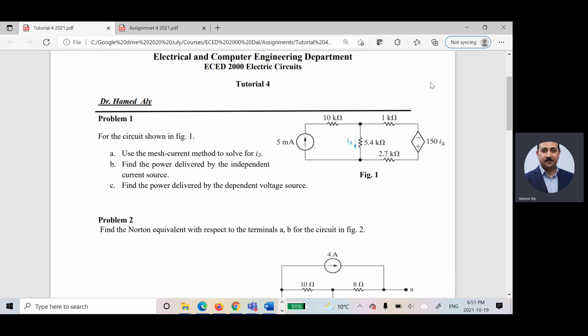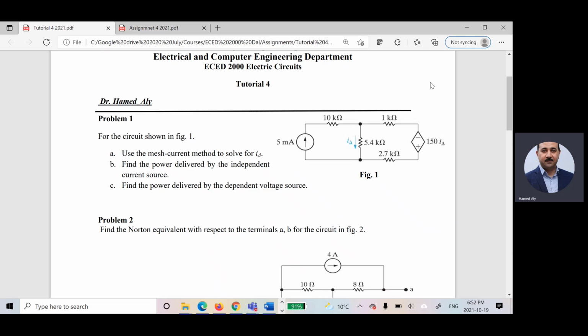This is superposition. My recommendation to you is don't use superposition unless I ask you, because you are going to solve the problem many times based on the number of sources. Next term, if you study circuit analysis with me, I'll talk about superposition again while I'm talking about harmonics. If we have harmonics in the problem, I have to use superposition. But this is another story. For our level right now, no need to use superposition unless I ask you.